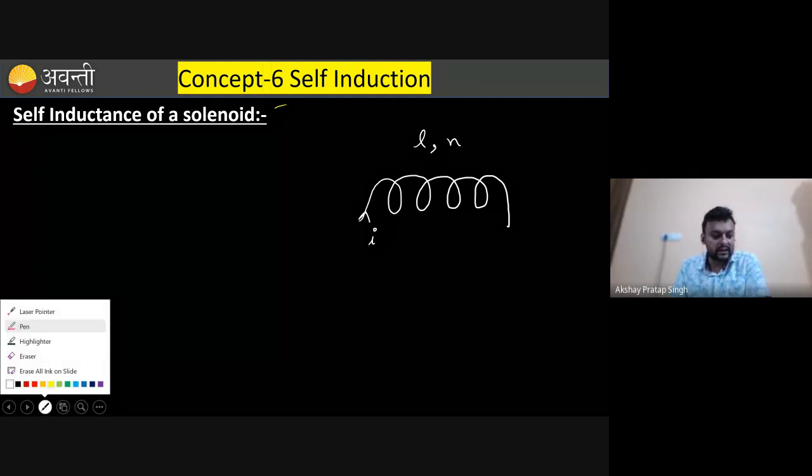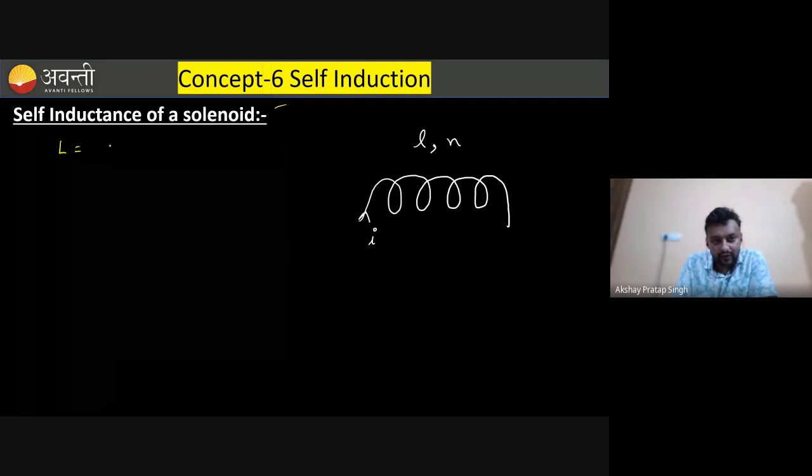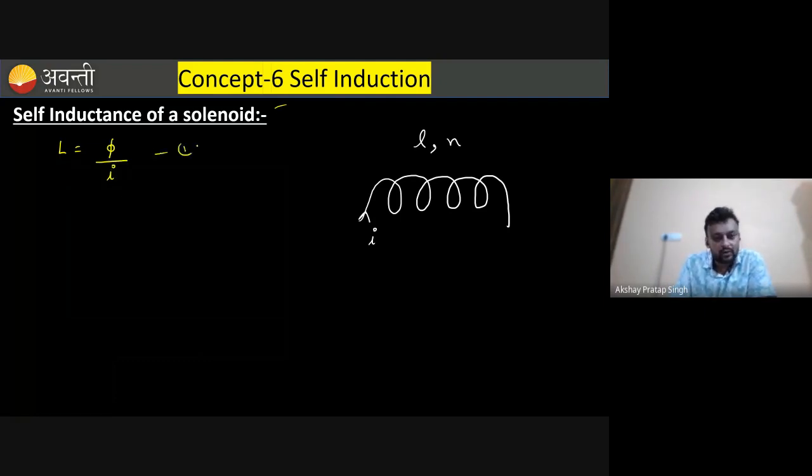If you remember one thing, that self-inductance was flux linked with the coil divided by that variable current, phi over I. Let's suppose this is our equation number one. This is the current, and this current will come out from here. Now, what is our task? Our task is to calculate the flux.